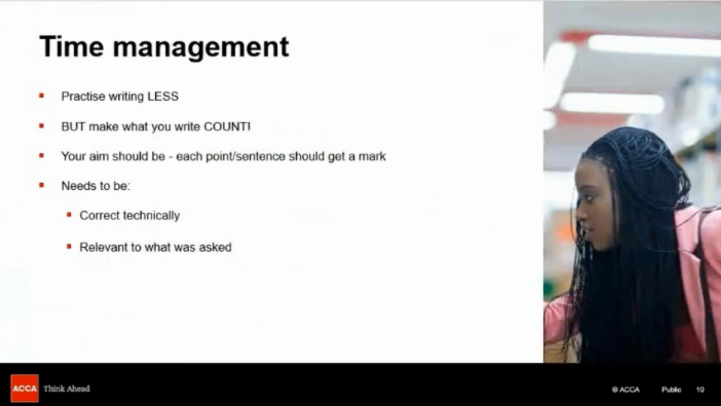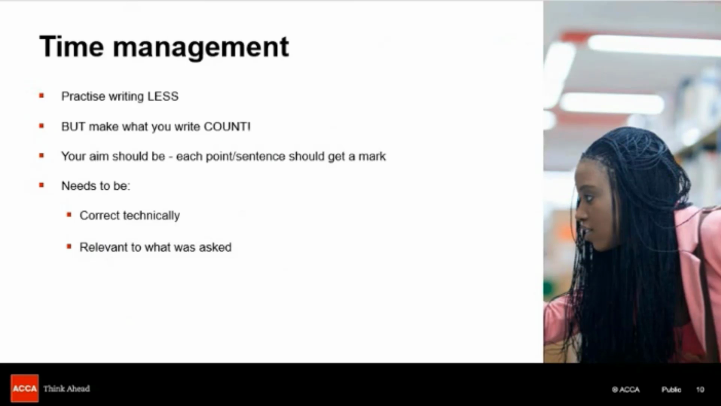Okay, again on time management, practice writing less. Okay, the best answers actually are probably the briefest and most succinct, but focused on what was required and in the scenario. Make what you write count, make each point count. Okay, so that's why we say don't just pour everything down as a brain dump that you know, and don't just copy stuff from the answers.